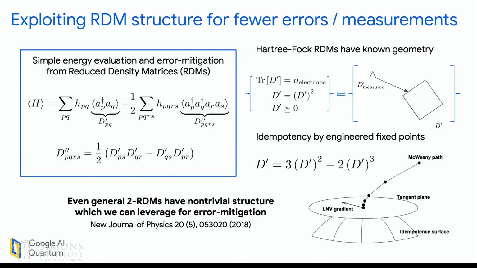Why do McWeeny purification instead of just doing a singular value decomposition threshold? You could do that too. Ultimately, it's just a way of restoring idempotency, so it's the same result.